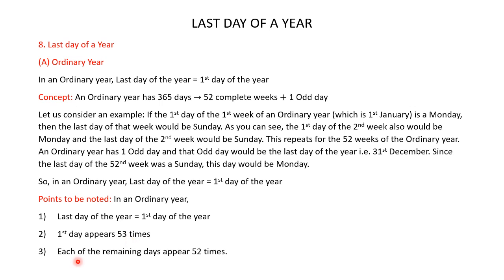Now, from the given example, you can see that each of the remaining days, Tuesday, Wednesday, Thursday, Friday, Saturday and Sunday appear 52 times. So in an ordinary year, last day of the year is the same as the first day of the year. The first day appears 53 times and each of the remaining days appears 52 times. Hope you have understood this concept of last day of the year in the case of an ordinary year.